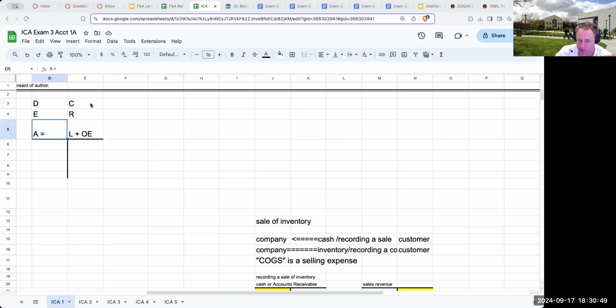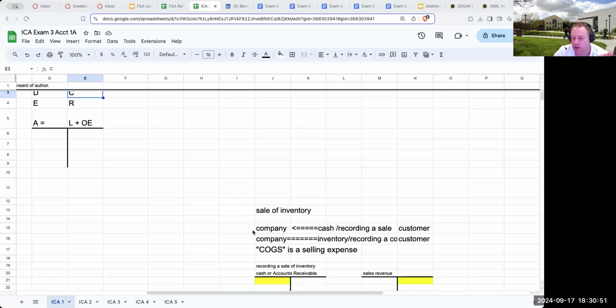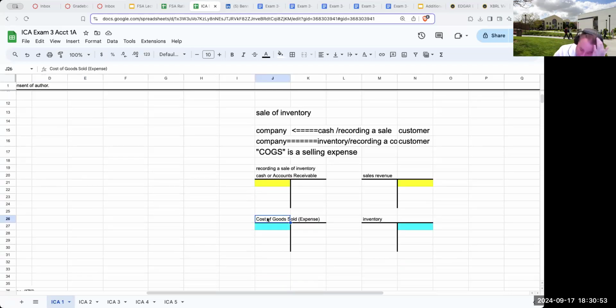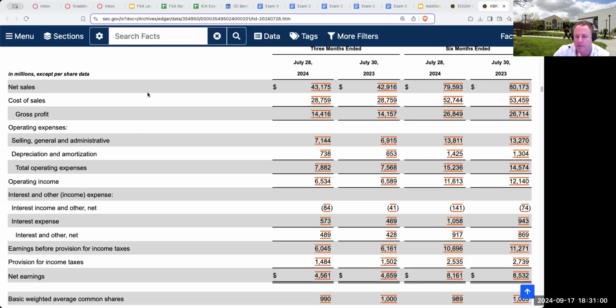Well, that inventory is going to decrease with a credit. And then how do I go through over here and record the expense? So very much like our friends at the Home Depot, you have your sales minus your cost of goods sold.